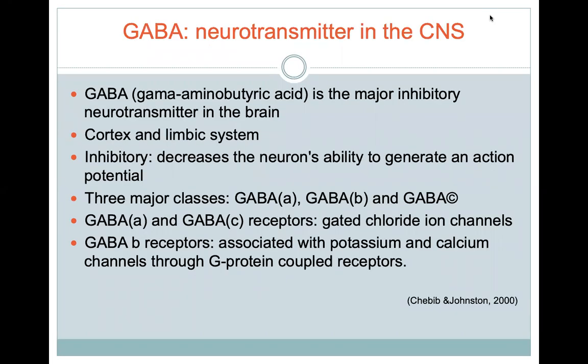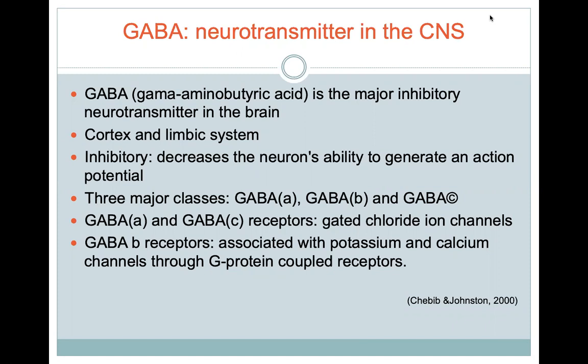To begin with, GABA, or gamma-aminobutyric acid, is the major neuroinhibitory transmitter in the central nervous system. It is found in high concentrations in the cortex and limbic system. It is inhibitory, meaning that it decreases or inhibits the neuron's ability to generate an action potential.